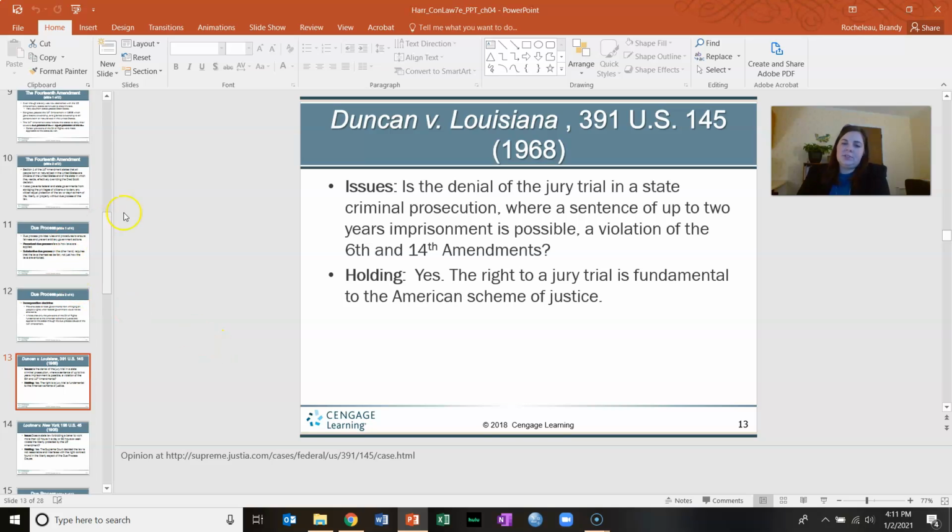Now, Duncan v. Louisiana in 1968: the issue in this case was whether or not a jury trial could be denied for a sentence of 2 years of imprisonment. The court said this is a violation of the right to a jury trial. This was the case that incorporated the Sixth Amendment.